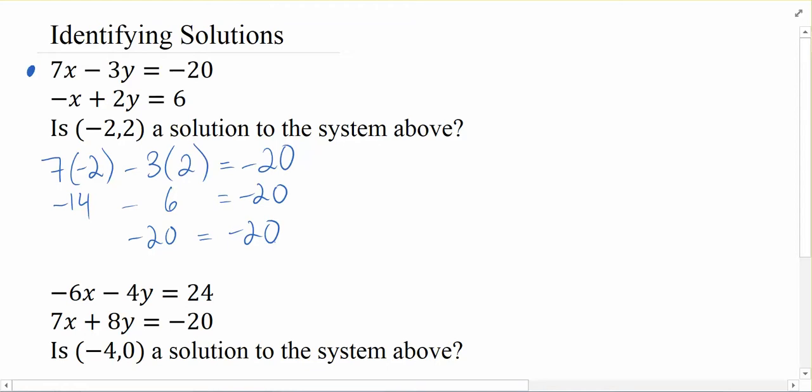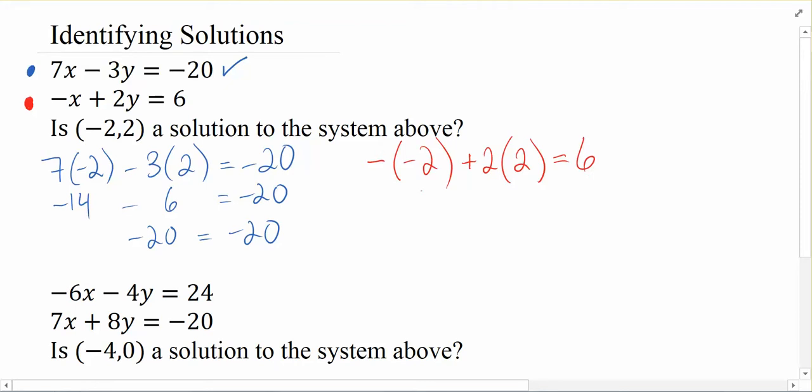This does not necessarily mean negative 2, 2 is a solution. It means it works in the first equation. We also need to test the second equation. I'm going to use red ink to talk about this one. So if I replace the x with negative 2, and notice how I've done that, the original equation was negative x, so I need to do negative of negative 2, plus 2 times the y value, which was 2, is supposed to equal 6.